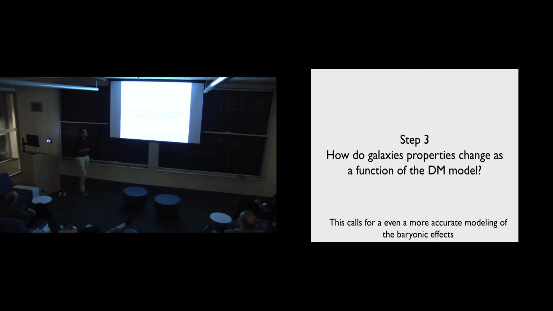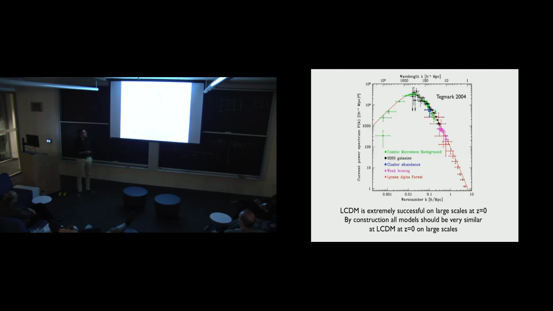So now the next question is how do galaxies respond if I now change the properties of my dark matter? I can go a step further and say, okay, now forget about cold dark matter. I put in my model for dark matter and see what happens to my galaxies. Unfortunately, I'm going to show that this calls for even more accurate modeling of the baryonic effects.